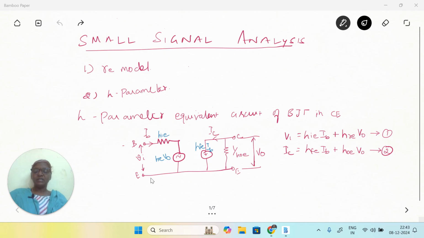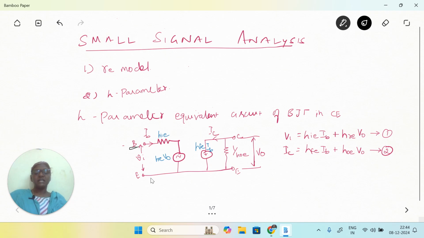I have drawn the h parameter equivalent circuit of the BJT in common emitter configuration. This is the emitter terminal, which is made common for both input and output. The input is the base and the output is the collector terminal. The output current is termed the collector current, which is opposite in direction to the load current. So the four h parameters are hie, the input resistance; hre, the reverse voltage ratio; hfe, the forward current gain; and hoe, the output admittance.